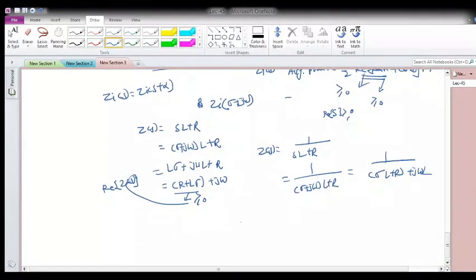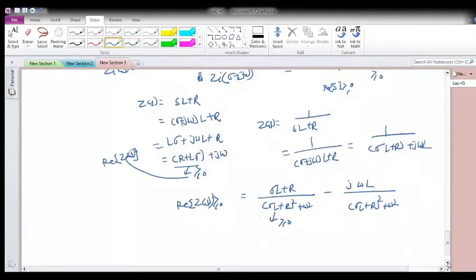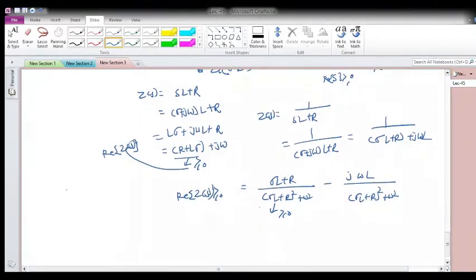Then we will separate real and imaginary parts, so it will be (σL + R)/((σL + R)² + ω²) minus jωL/((σL + R)² + ω²). So this is always greater than or equal to 0, because the real part of s is non-negative, hence the real part of Z(s) will also be greater than or equal to 0. So with this we can say that all the driving point impedances will always be PRs.